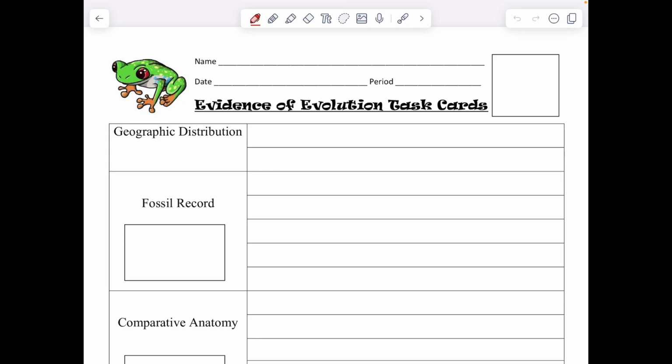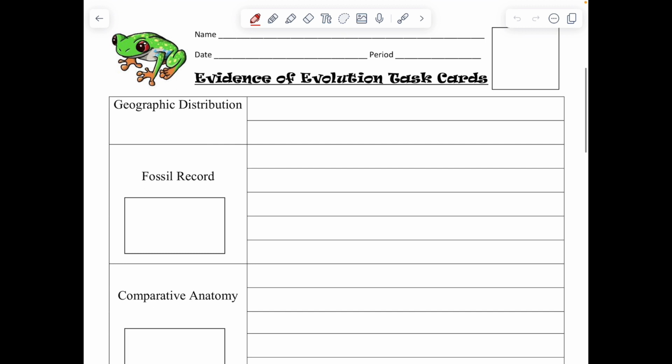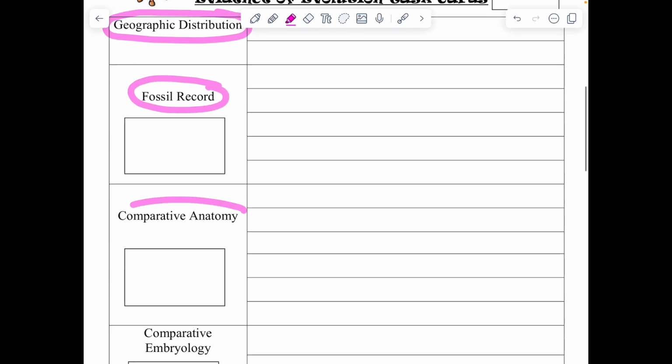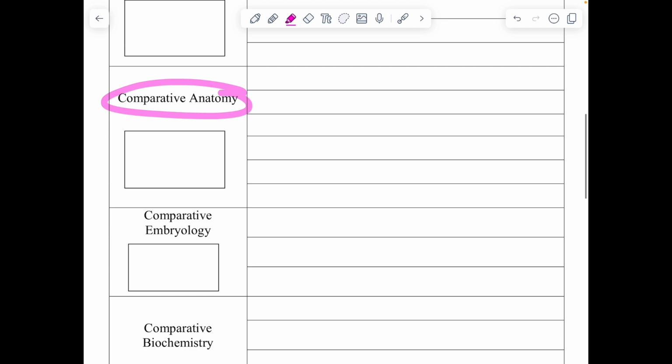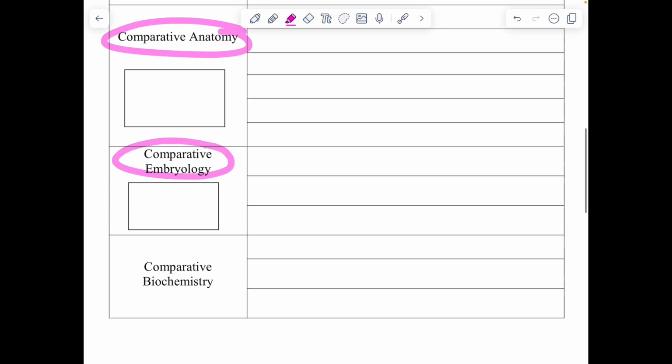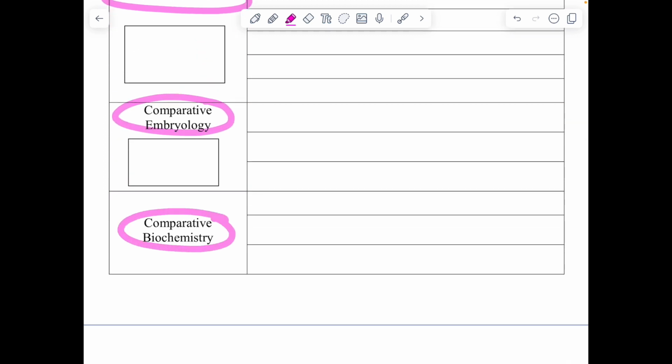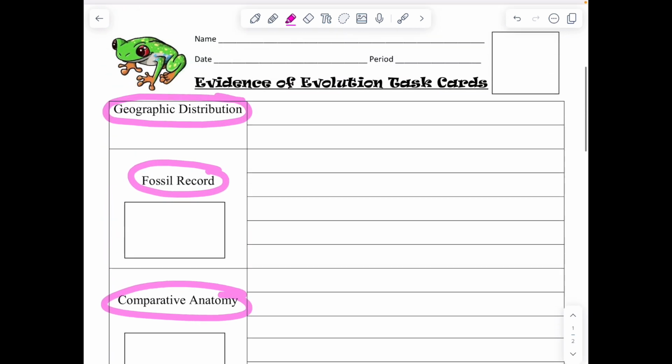Everyone, this document here is what you should have open on your iPad. At each of your tables, you are going to see topic cards, and each of the topic cards will have these words on them. One says geographic distribution, one says fossil record, one says comparative anatomy, another says comparative embryology, and another says comparative biochemistry.